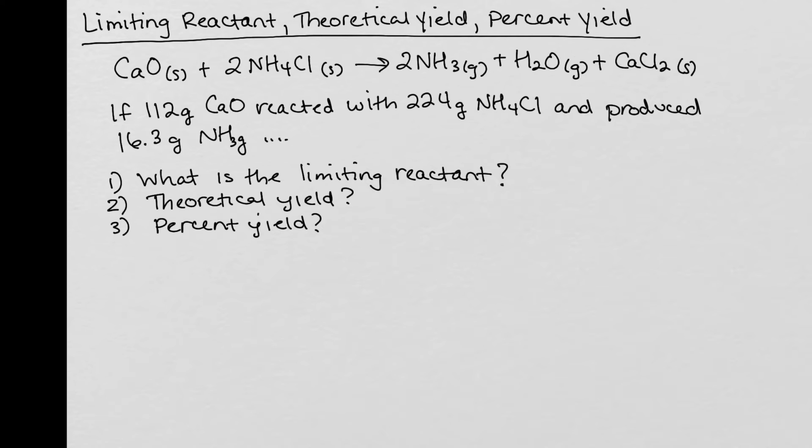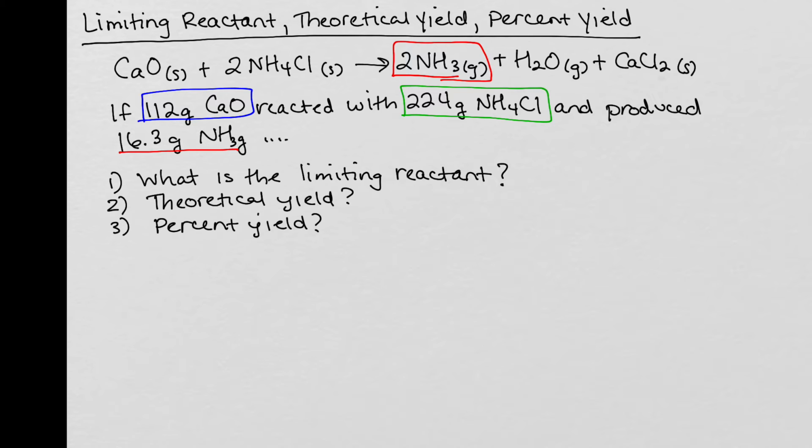We want to figure out if I have a certain amount of my reactants, I have 112 grams of calcium oxide, and then I have 224 grams of NH4Cl, ammonium chloride. Which one of those limits the amount of products I can make? Which one is the limiting reagent in my recipe? And my recipe is my chemical equation. So I need to look at my chemical equation, and I'm told that I produce 16.3 grams of NH3. That's my actual yield.